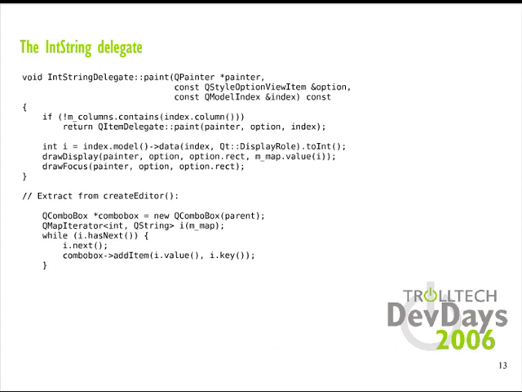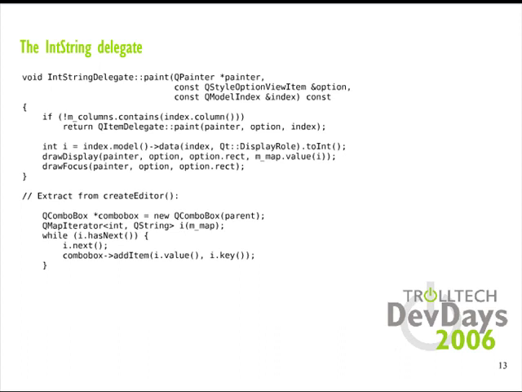Draw focus is recommended by the documentation. Basically, it will do nothing if the item doesn't have focus, and it may draw a focus rectangle if it does. But different items show focus differently. So whether or not it does something may depend on your platform as well.